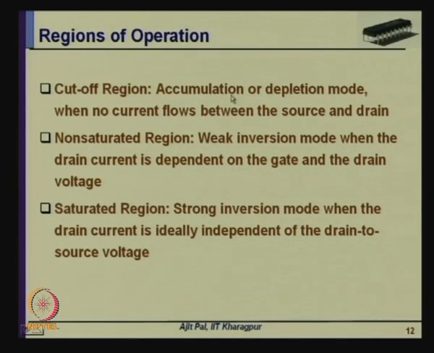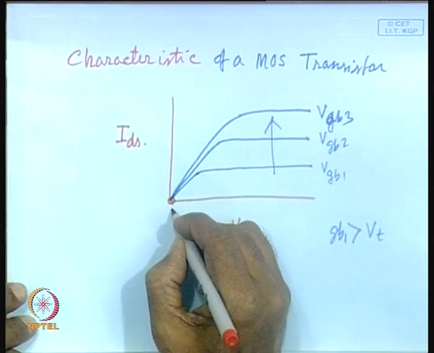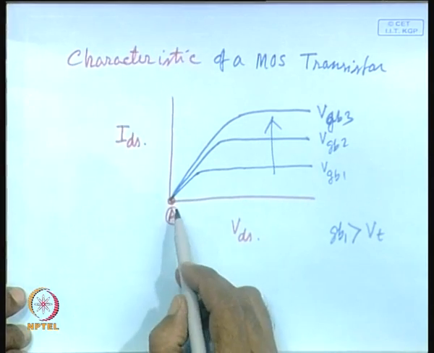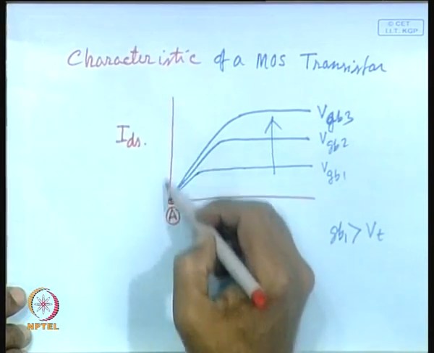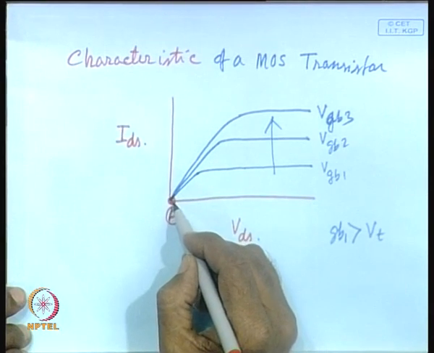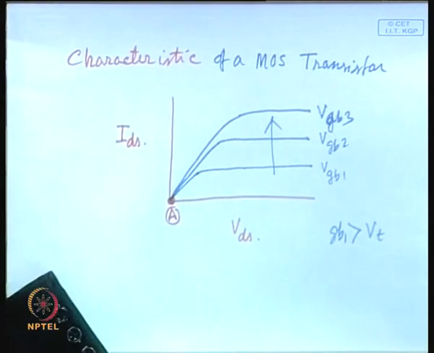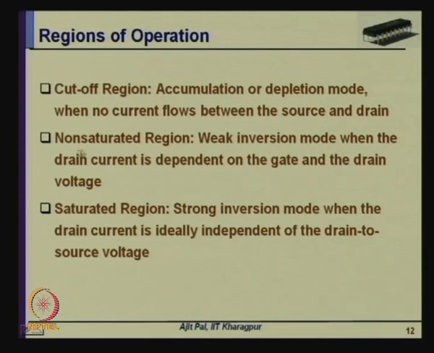The cutoff region is the accumulation or depletion mode, when no current flows between the source and drain, as I have already explained. So, in the cutoff region of the characteristic, no current flows, that means this is represented by this point A. This corresponds to the cutoff region. That means no drain current is flowing. So, this is the point which represents the cutoff region.